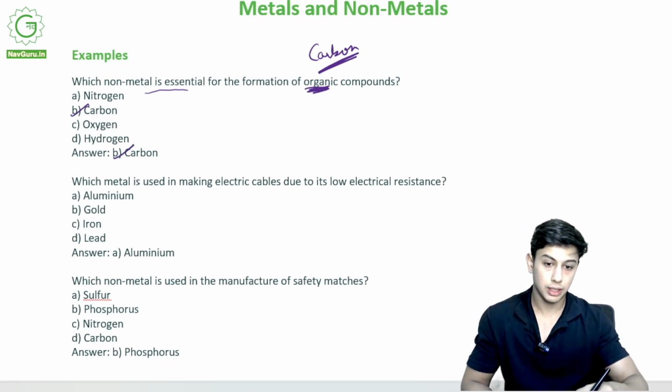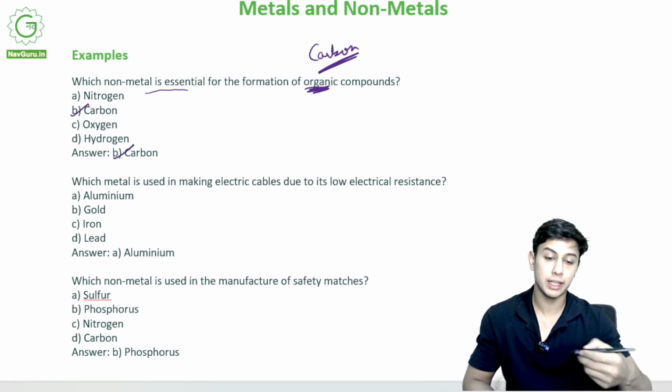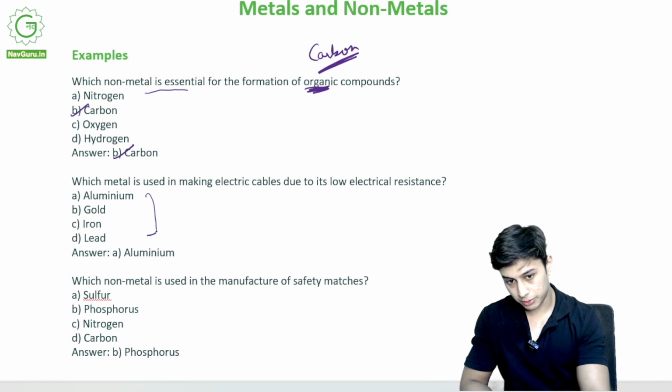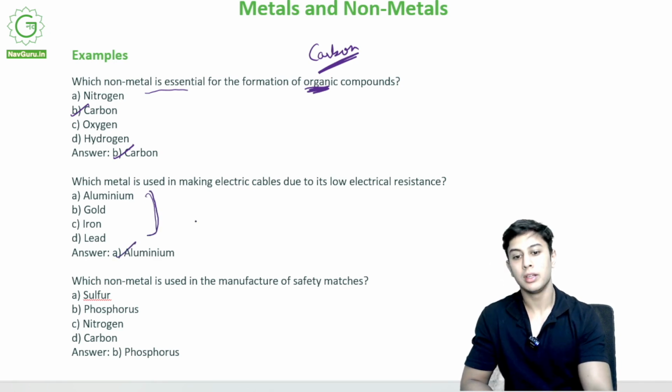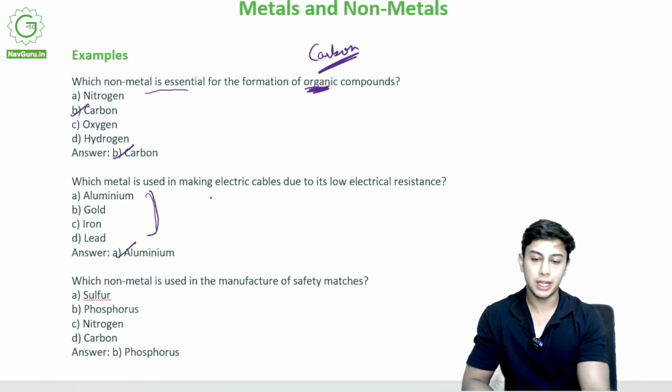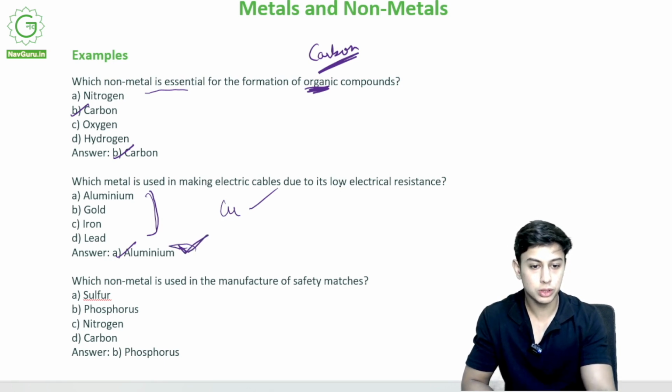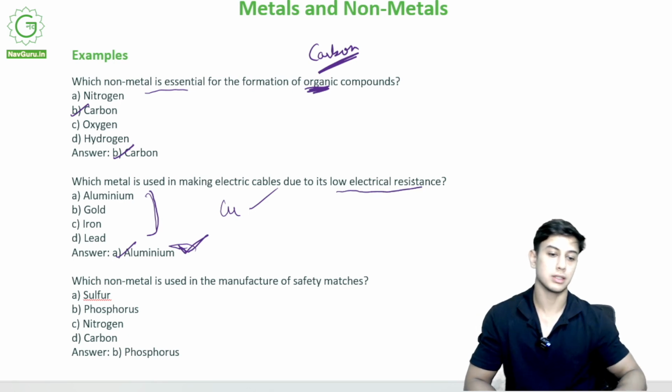Which metal is used in making electric cables due to its low electrical resistance? Over here in these options, it is aluminium. Had there not been aluminium and had there been copper and other things, then copper. But aluminium as well. Aluminium is also used due to its low electrical resistance.